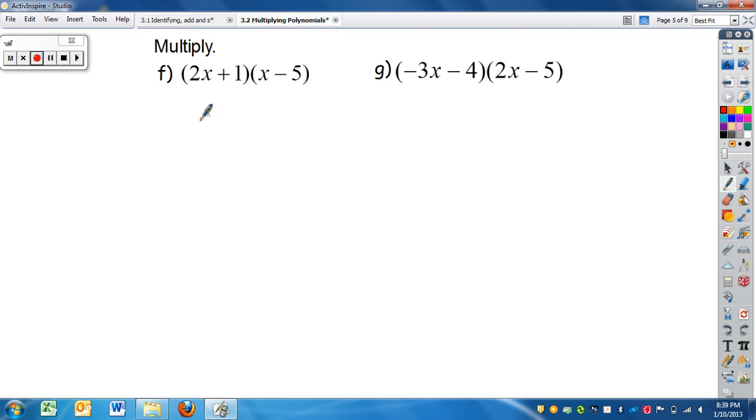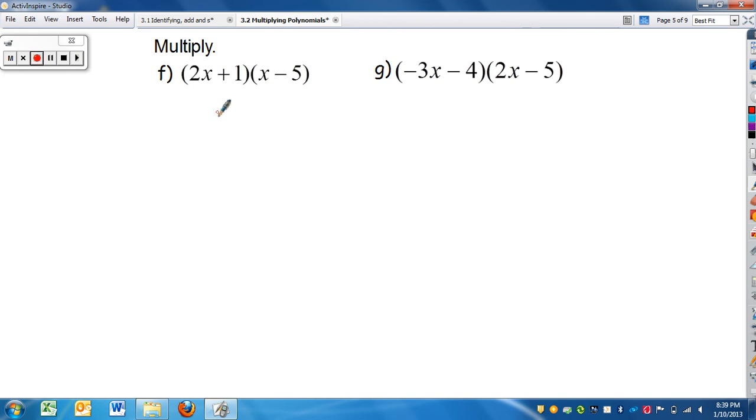So on F and G, on one I'm going to use the distributive property, and the other one I'm going to use the box to show you both ways. So on F, I'm going to use the distributive property. First I'm going to multiply the 2x to both terms in the second polynomial. So 2x times x is 2x squared. 2x times negative 5 is minus 10x.